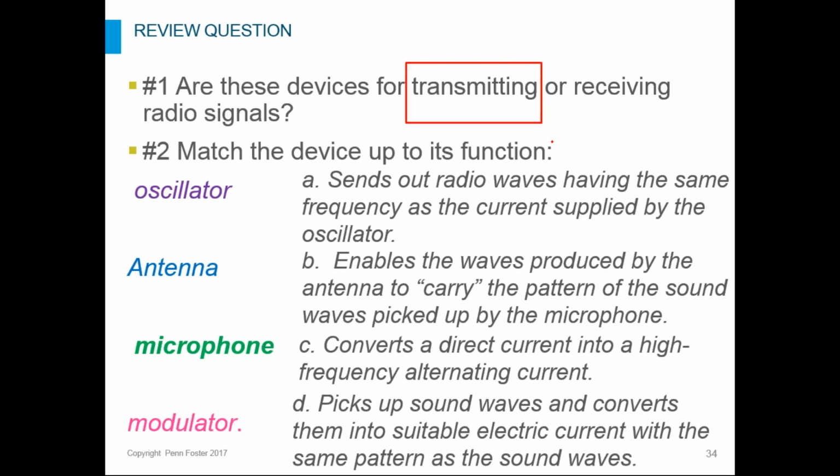Okay, so here are our answers. A is an antenna, B is a modulator, C is the oscillator, and D is microphone.